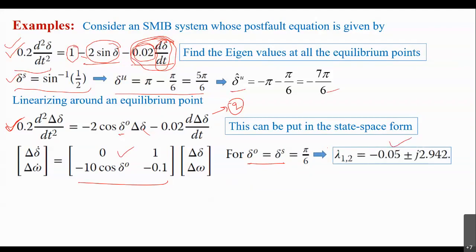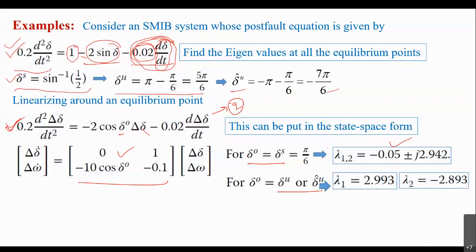And from this we can see the eigenvalues are both lying at the left hand side, and therefore your system is stable. Similarly, if we evaluate this A matrix at the unstable equilibrium point, that is delta U cap, then I can see the eigenvalues are lambda 1 is 2.993 and lambda 2 is minus 2.893. So therefore this system becomes unstable, right?